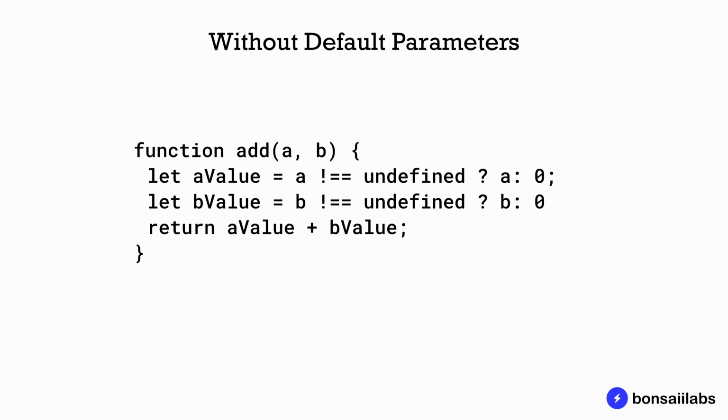But as you see, you need to write additional code just to give the default value if the caller does not provide you with a value, right? So what's the better way? Or is there a better way?